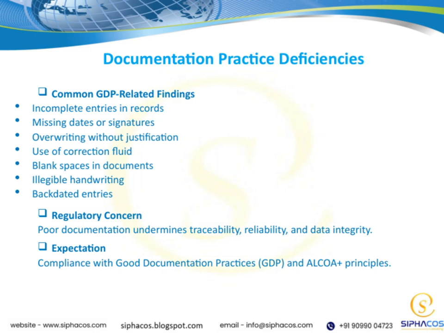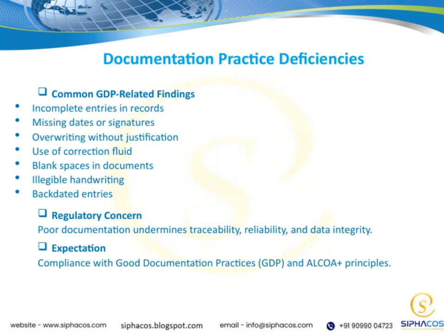Using correction fluid, or leaving blank spaces in documents are practices that compromise data integrity. Illegible handwriting makes it difficult to interpret the records accurately, and backdated entries can misrepresent the actual timeline of activities. These deficiencies are more than just paperwork errors. They pose regulatory concerns because poor documentation undermines traceability, reliability, and data integrity.